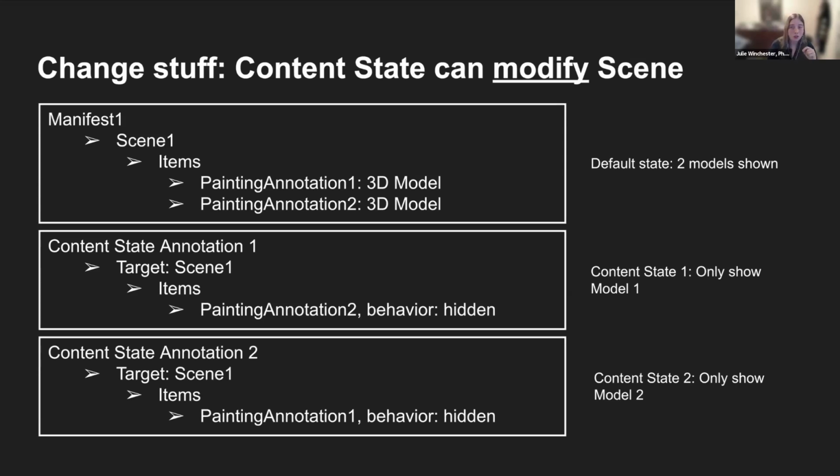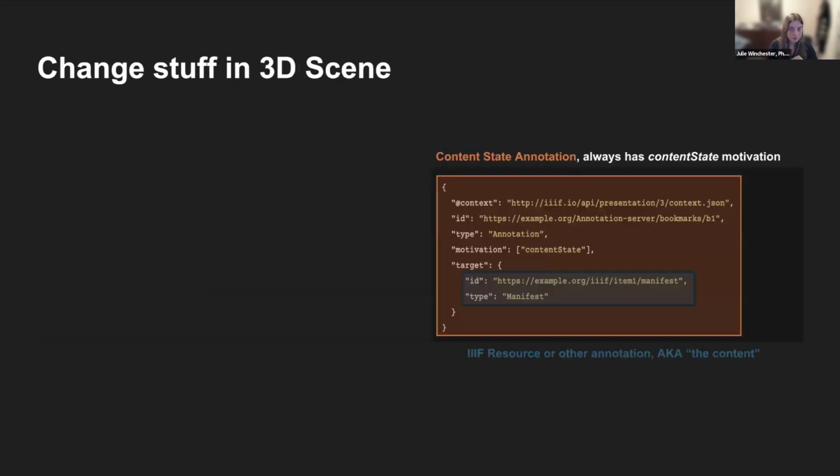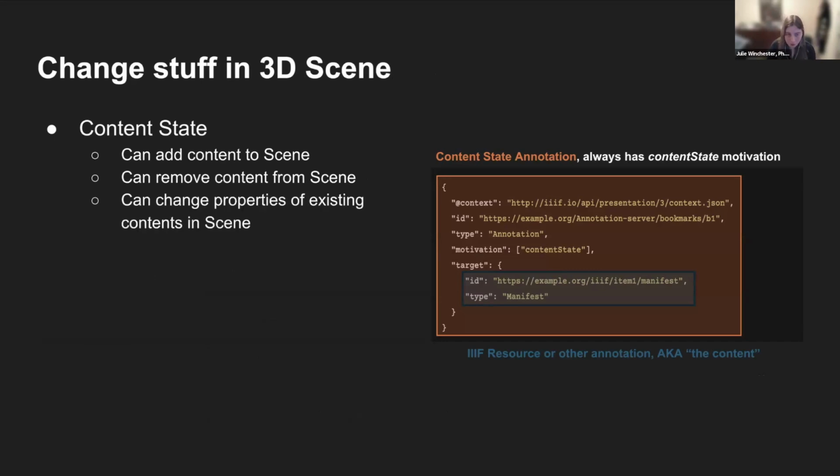So I can now toggle between 3 states, 3 content states for this manifest. The default where both models are shown. I can activate a content state that hides the second model and only shows model 1, or I can load a second state that hides model 1 and only shows model 2. So this allows us to change stuff in our 3D scene. So content state, yeah, we can add content to the scene. We can remove content from the scene. We can change the properties of existing stuff in our scene.